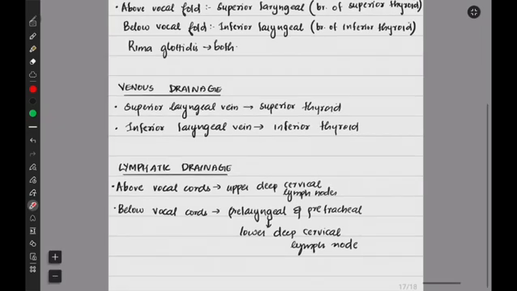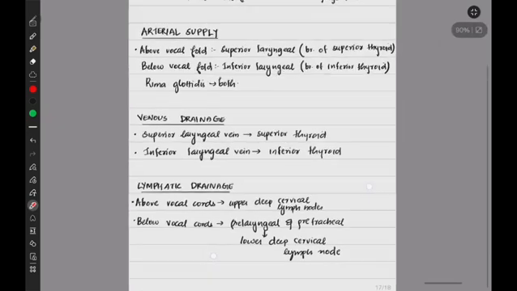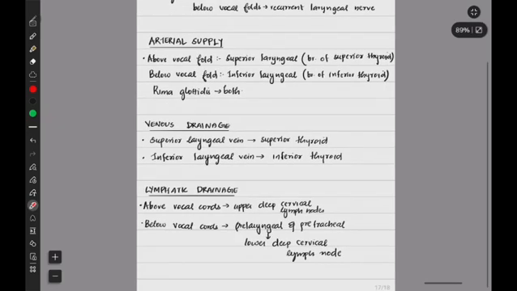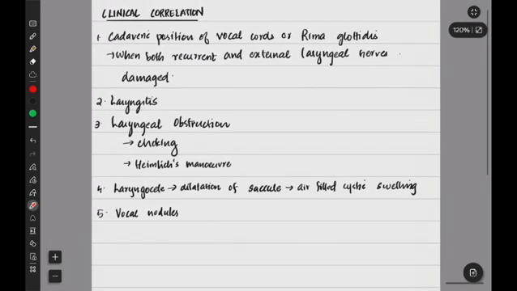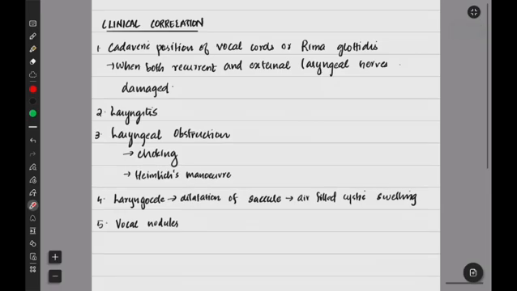Then lymphatic drainage. Above the vocal cords it drains into upper deep cervical lymph nodes, and below vocal cords it drains into pre-laryngeal or pretracheal lymph nodes, then goes to lower deep cervical lymph nodes. So this is nerve supply, artery supply, venous drainage, and lymphatic drainage. The next is clinical correlation. Under every topic, if you write a clinical correlation, you can score marks.